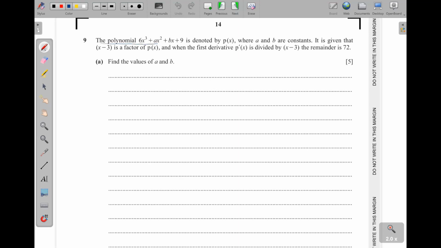Question 9. The polynomial 6x cubed plus ax squared plus bx plus 9 is denoted by p of x, where a and b are constants. It is given that x minus 3 is a factor of p of x, and when the first derivative p prime of x is divided by x minus 3, the remainder is 72. Find the values of a and b.